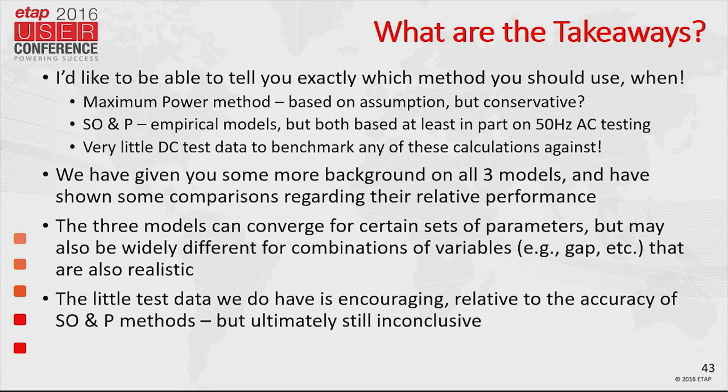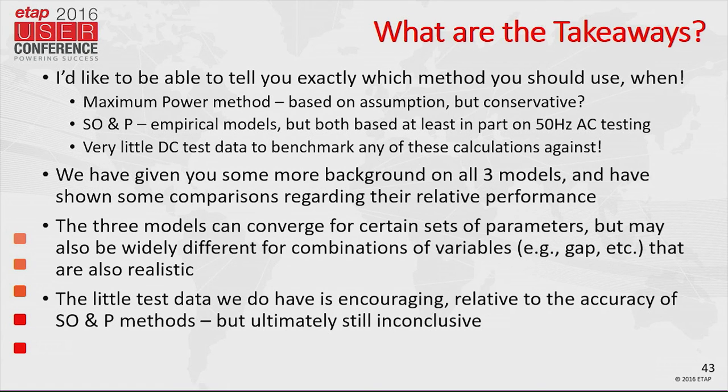What are the takeaways? Now, I'd like to be able to tell you exactly what method you should use and when you should use it. The truth is there are problems with all of them. Maximum power is based on assumptions. Is it conservative? Yes. Sometimes is it overly conservative? Maybe so. Stokes and Oppenlander and Paukert, they're empirical models, but both of them are based at least in part on 50 hertz AC testing. I showed you that one slide where we looked at IEEE 1584 versus the Stokes and Paukert and how DC and AC may not be exactly equivalent. Is that important? We don't know.